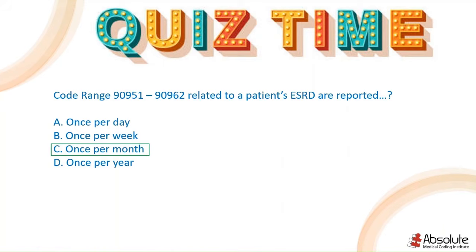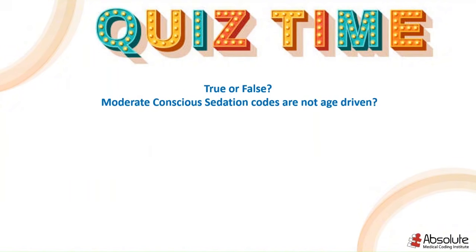So they are reported once per month to distinguish the age-specific services related to the patient's ESRD performed in an outpatient setting with the 3 levels of service based on the number of face-to-face visits. So the correct answer is C. And next one, moderate conscious sedation codes are not age-driven. Is the statement true or false?